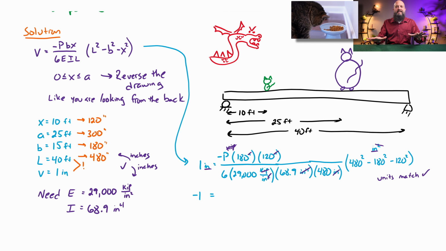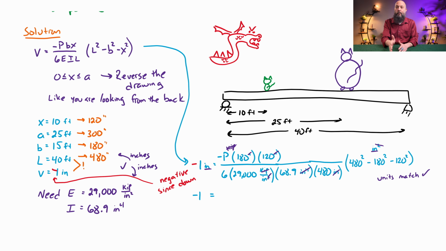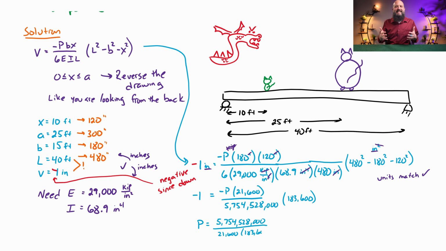And at first when I was writing this down, my value V should be -1 inch if I want Indy to be deflected downwards, so I do need to put that in as a -1. So plug in all the numbers, do some calculator work. 1.451 kip, about 1,400 pounds.